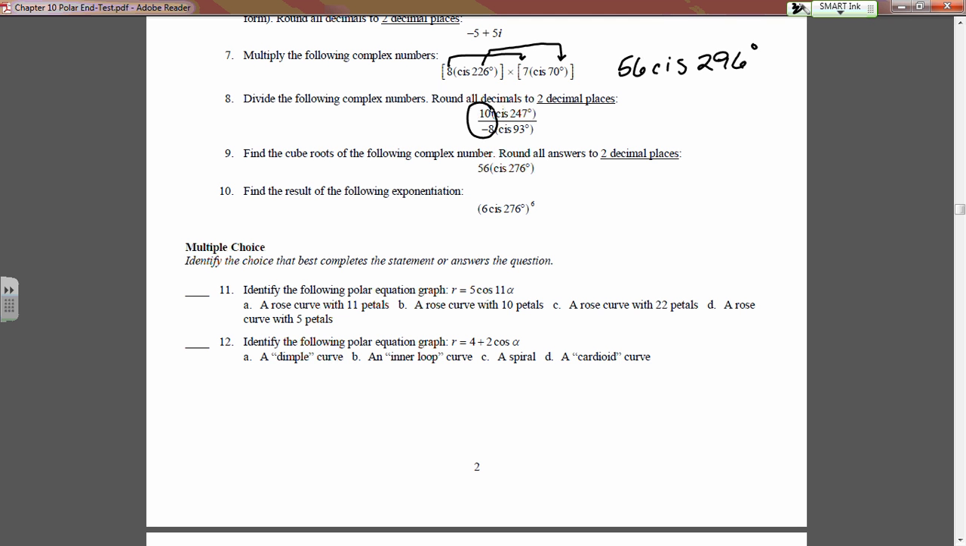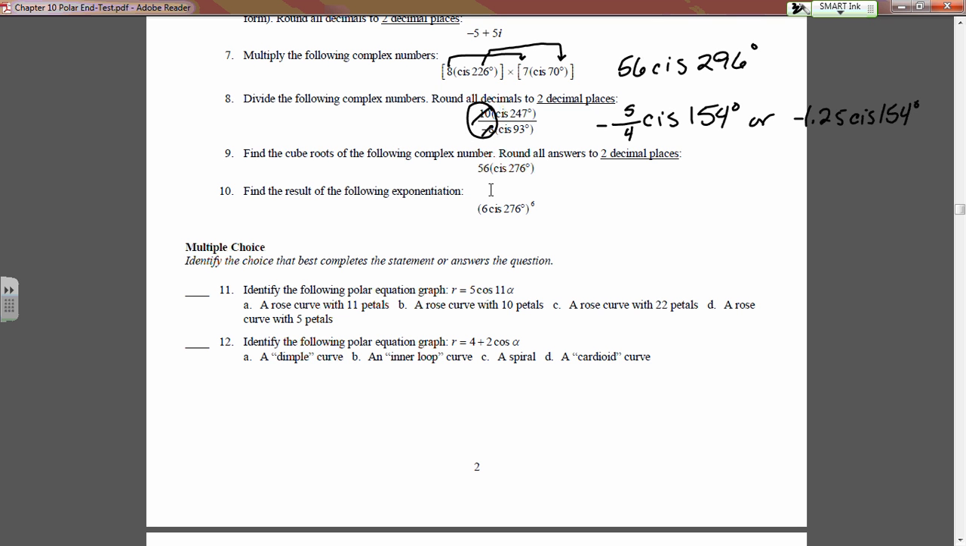10 over negative 8. Okay, this is going to go to a 5, and this is going to go to, what, a negative 4. So negative 5 over 4, CIS, and then you subtract these two. So 247 minus 93. Remember, you always do the top minus the bottom. And it's going to be 154 degrees. If you want to write this as a decimal, be my guest, negative 1.25, CIS 154 degrees. All right.